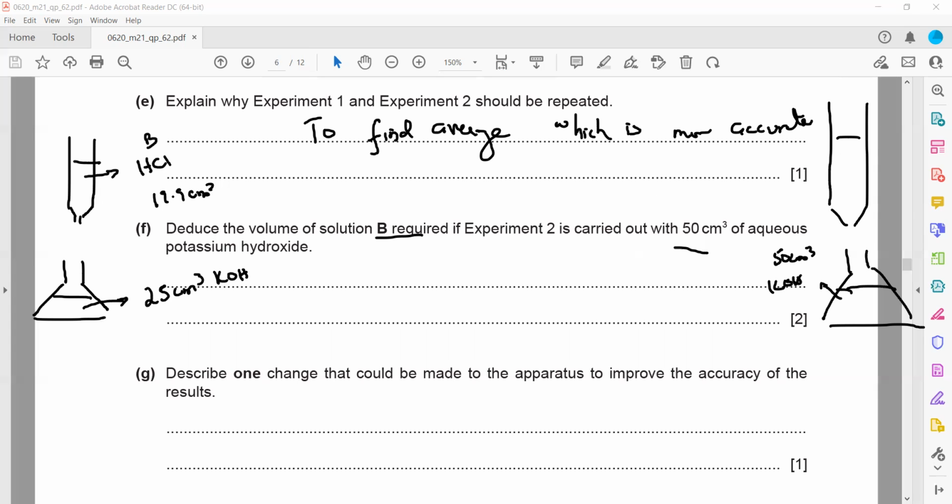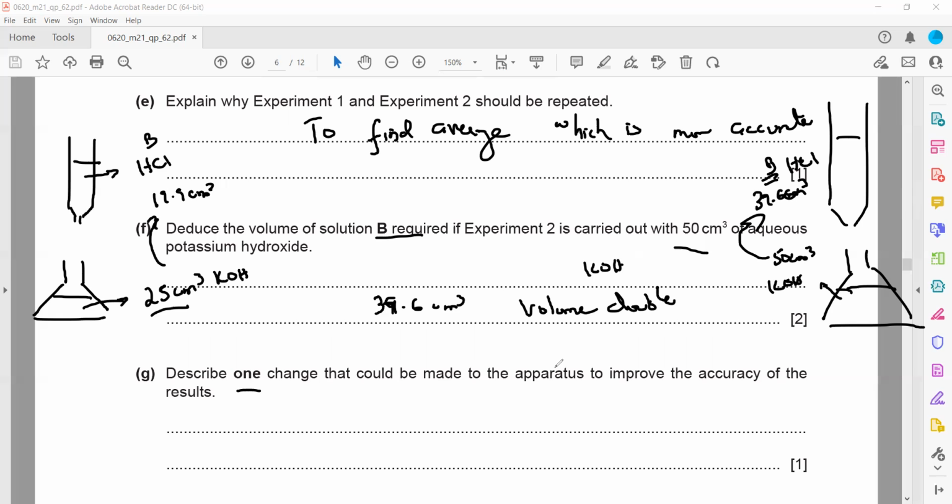So the volume of B which we need here will be equal to 39.6 cm cube. Why 39.6 cm cube? Because if 25 is reacting with 19.9, so 50 will react with double. So 19.9 multiplied by 2 is 39.6. So we need 39.6 cm cube of solution B in experiment 2. And the reason is that because the volume of KOH is doubled, that's why we need a double volume of HCl B.